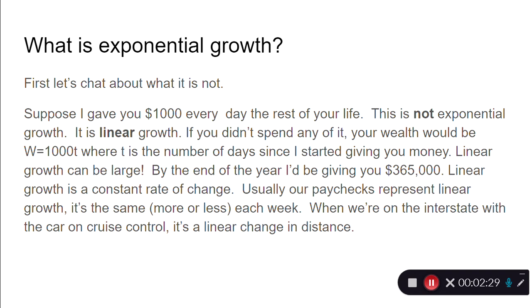This is not exponential growth. And it doesn't matter how big that 1,000 is. If it was $10,000 a day, $1 million a day, it wouldn't matter. None of those are exponential growth. Those are linear growths. It's constant. It's the same amount every day. Each day, you get $1,000. That's linear growth. It's constant growth.